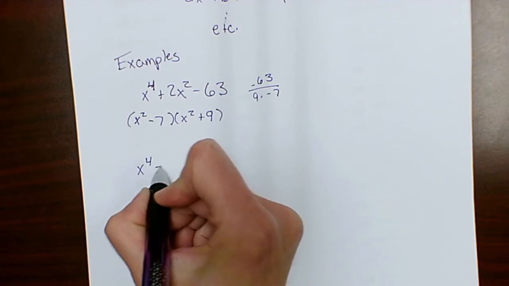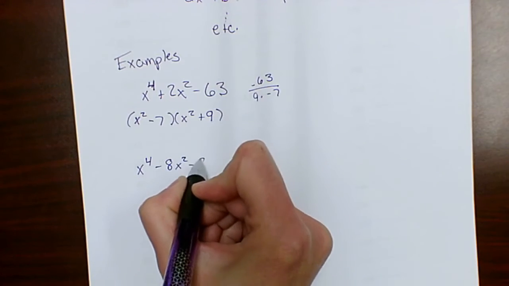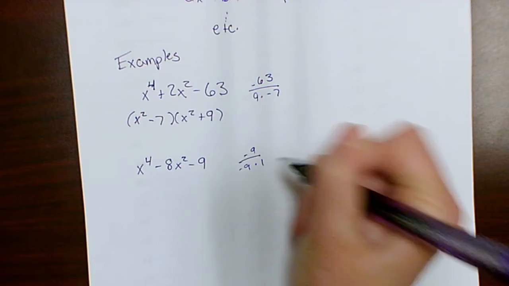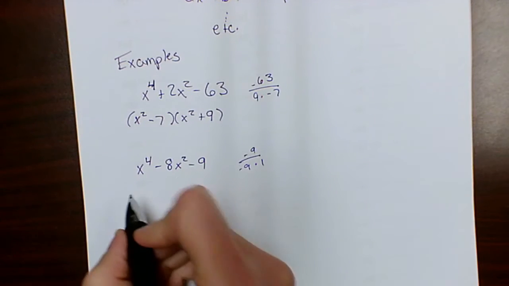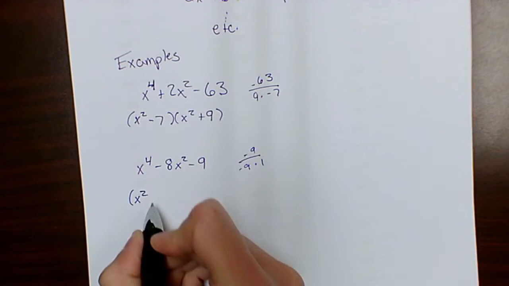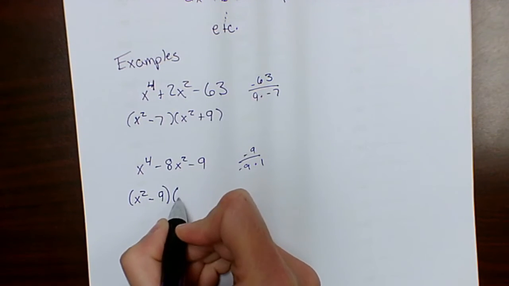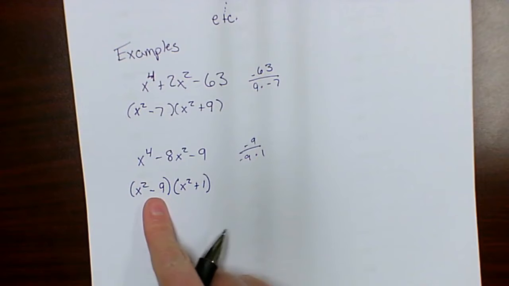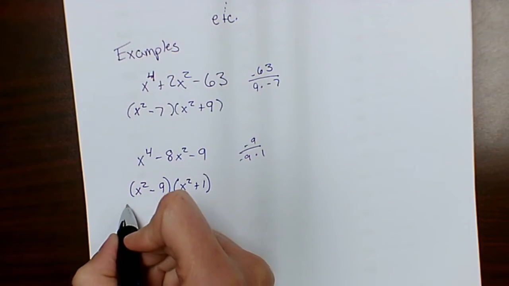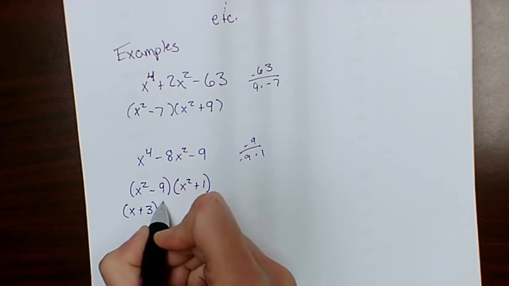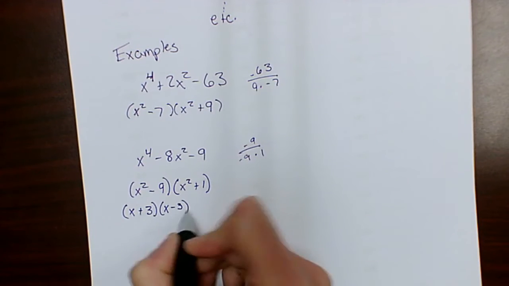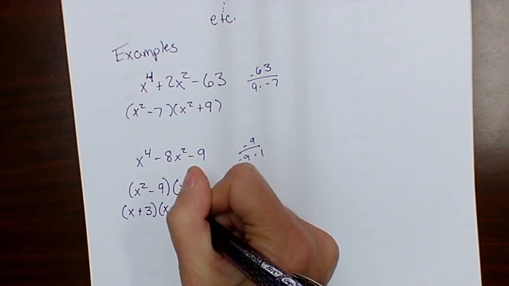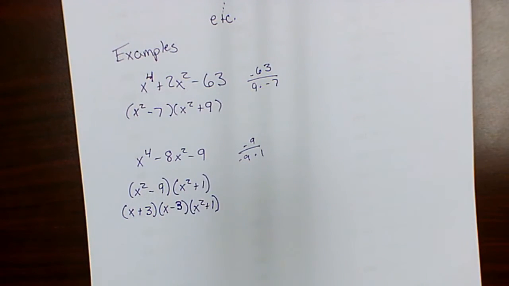x to the fourth minus 8x squared minus 9. Negative 9, we'll get negative 9 times 1 to get us the sum of negative 8. So x squared minus 9 times x squared plus 1. This is prime, but this one is a difference of squares. So x plus 3, x minus 3, and then we attach the remaining factor. So this is completely factored.